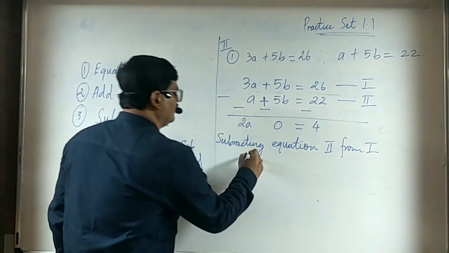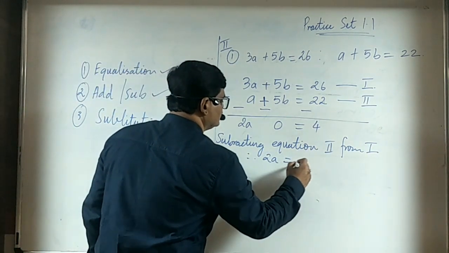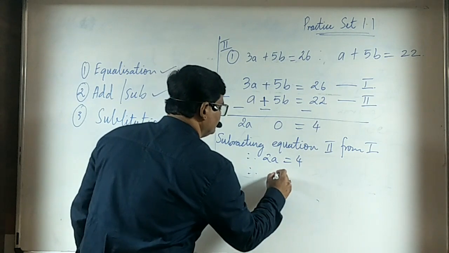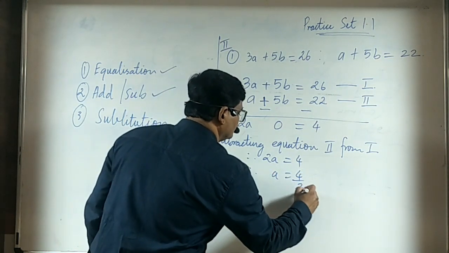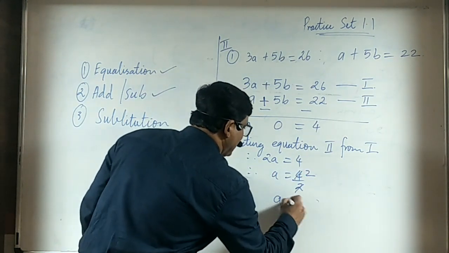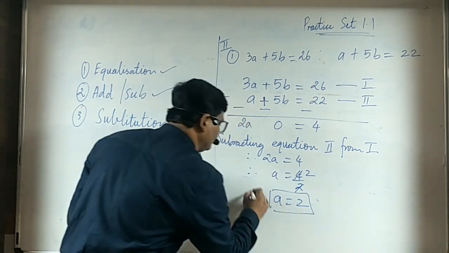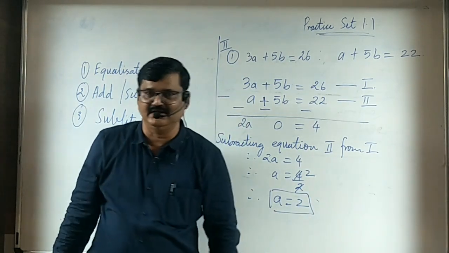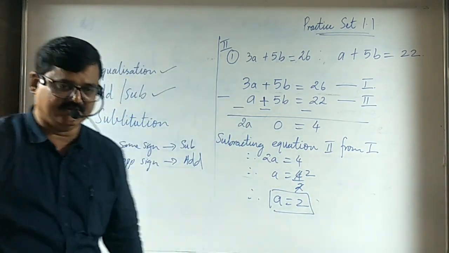So here what you got, therefore, 2a is equal to 4, and therefore you will be getting a is equal to 4 upon 2. 2 on the 2, 2 twos are 4. And that's how we got the value of a. If you check this out carefully, we got the value of a.